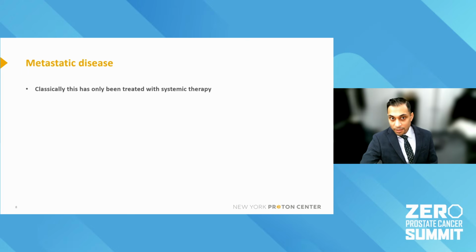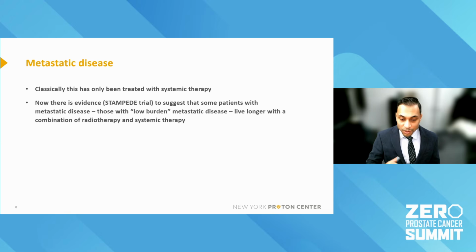Now I'm going to jump ahead and skip all those risk groups in the middle for right now, the intermediate risk group and the high risk group, because I wanted to touch on metastatic disease really quickly. Classically, metastatic disease has only been treated with systemic therapy, meaning the anti-hormone therapy, sometimes chemotherapy. But now, very recently, in the past couple of years, there's been pretty strong evidence, as per the STAMPEDE trial, to suggest that some patients with metastatic disease, those with low burden metastatic disease, meaning a few sites of disease in the bone, they can actually live longer with a combination of radiotherapy and systemic therapy.